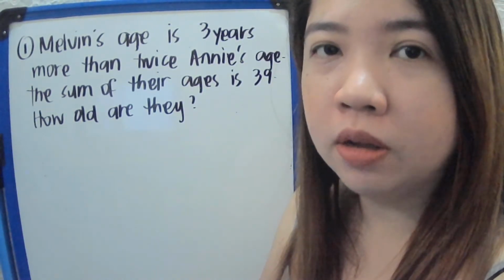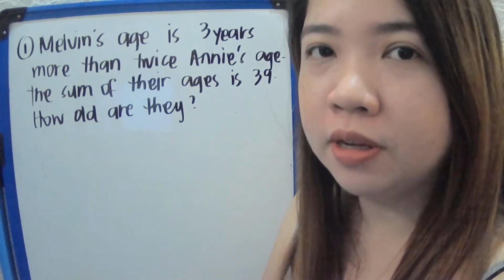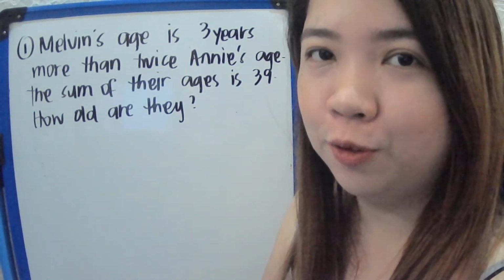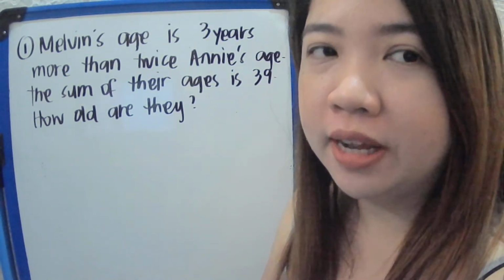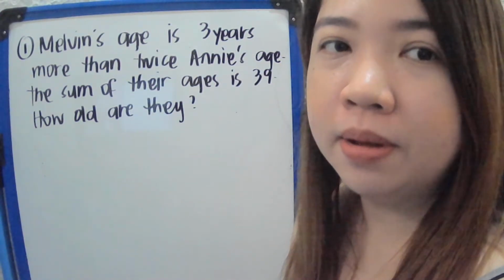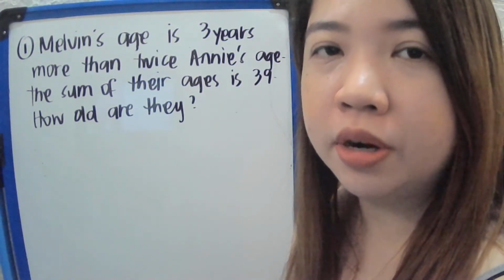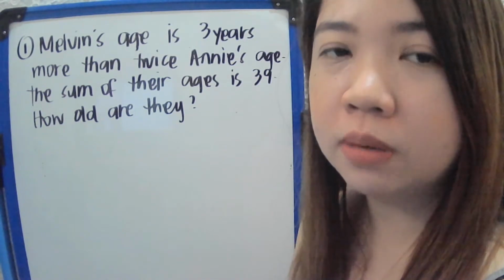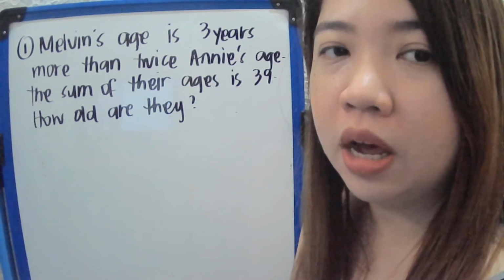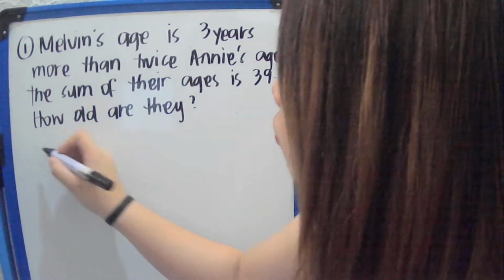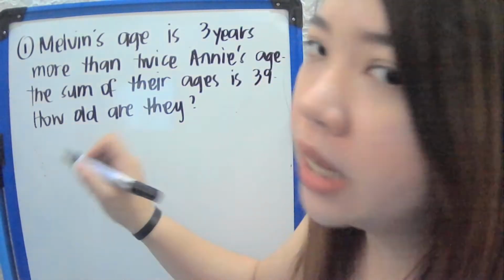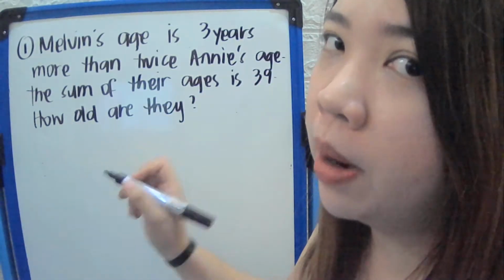For today, we will talk about solving word problems involving linear equations in two variables. So for today, ito muna yung ating problem. Melvin's age is 3 years more than twice Annie's age. The sum of their ages is 39. How old are they? So first, we have to understand kung anong meron dun sa problem.